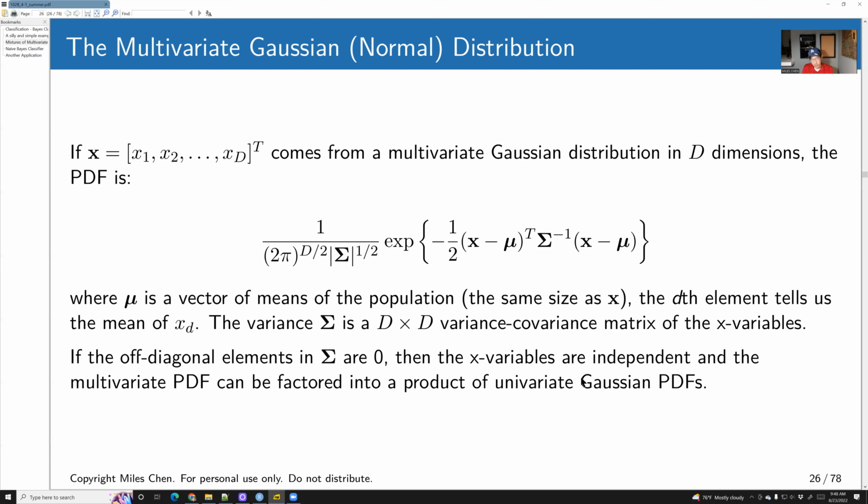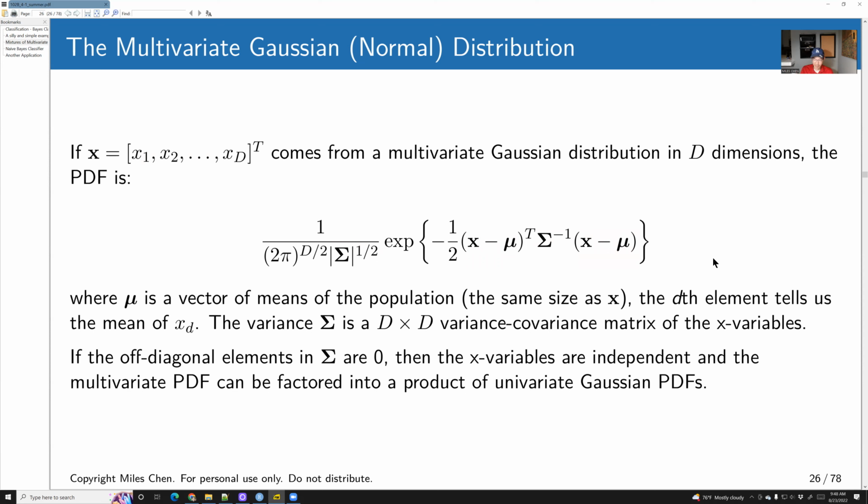Okay, so this is the PDF of the multivariate Gaussian, or the multivariate normal distribution. Here we are saying each observation x is a vector of length D. Your data comes in D dimensions, and it's 1 over 2 pi raised to the D over 2, times the determinant of sigma to the 1/2, times e to the negative 1/2 times x minus mu transpose, sigma inverse, times x minus mu.